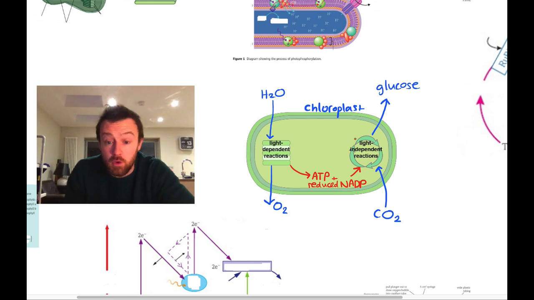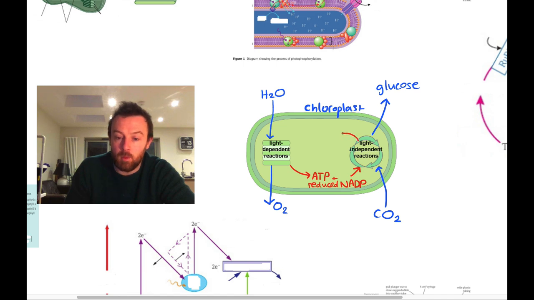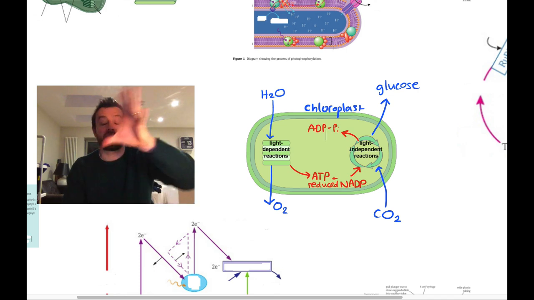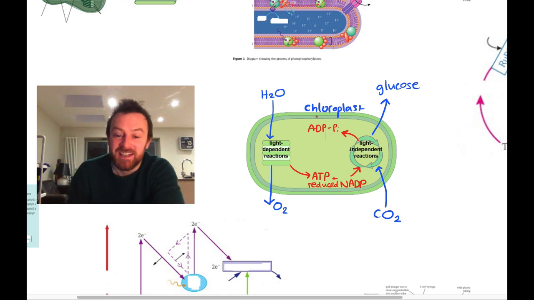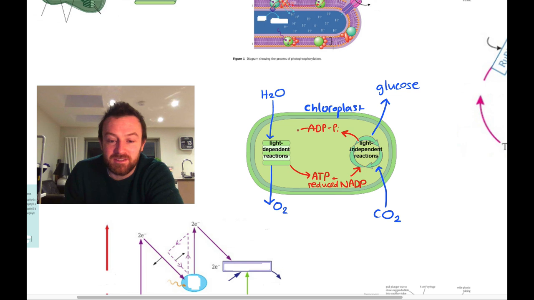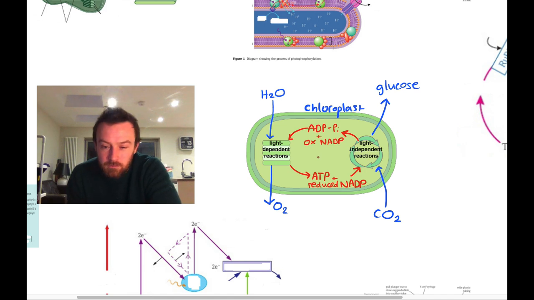And to close the loop, waste products are produced, which is ADP plus Pi. So that phosphate is cut off of ATP, which has three phosphates. We remove one, takes us down to ADP, two phosphates. And also plus oxidized NADP. I'll just write ox for short there. So the hydrogens have been removed and used up in the light-independent reactions. And we can see there's a cycle going on here in the middle. Okay, so that's the overview.